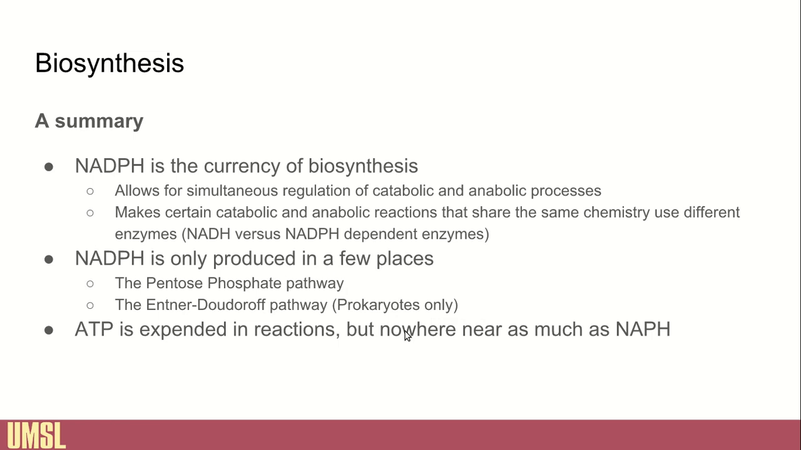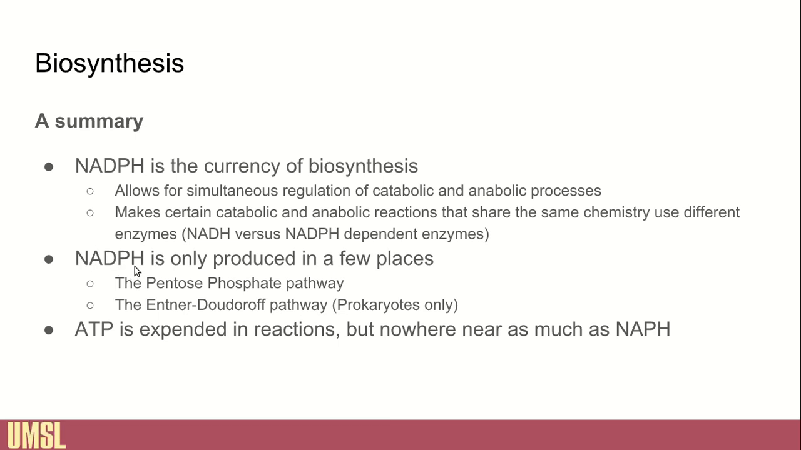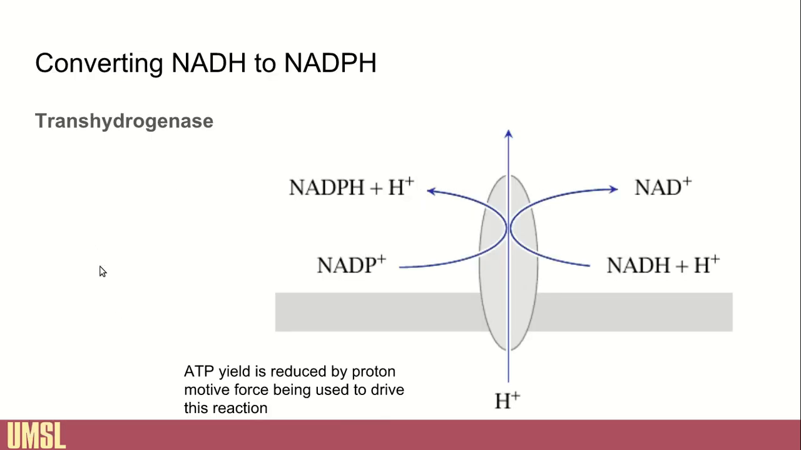So what is interesting is that ATP is expended in reactions that are biosynthetic, but nowhere near as much as NADPH. I apologize for the typo. So what does this tell us? So this tells us we oxidize things, we're making NADH, the cell's using electron transport and oxidative phosphorylation to generate a lot of ATP. But ATP is not NADPH, right? So let's take a look at how this conundrum is dealt with.